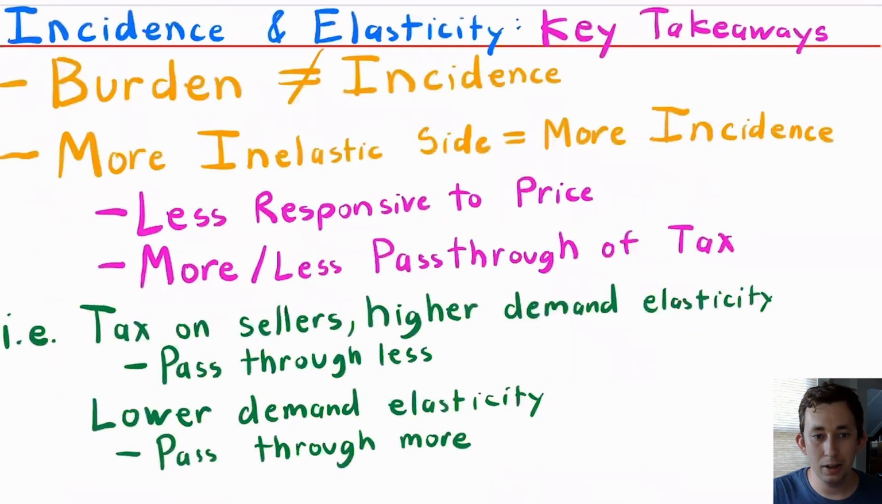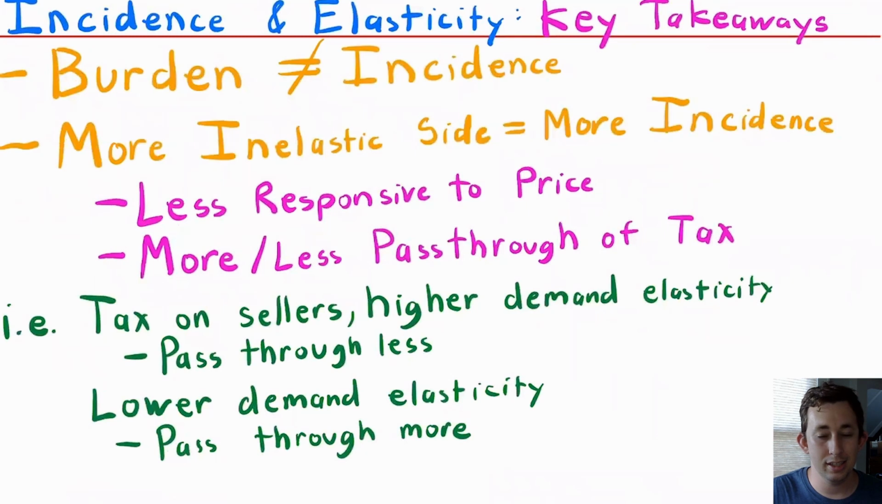Here are some key takeaways. Burden is not equal to incidence. That's what we've talked about pretty extensively at this point. We know that the more inelastic side is going to pay more of the tax. They're going to have a higher incidence because that more inelastic side is going to be less responsive to price. So passing through the cost to that side makes more sense.